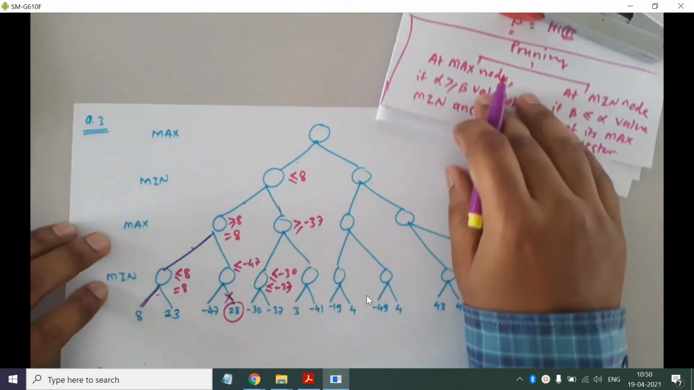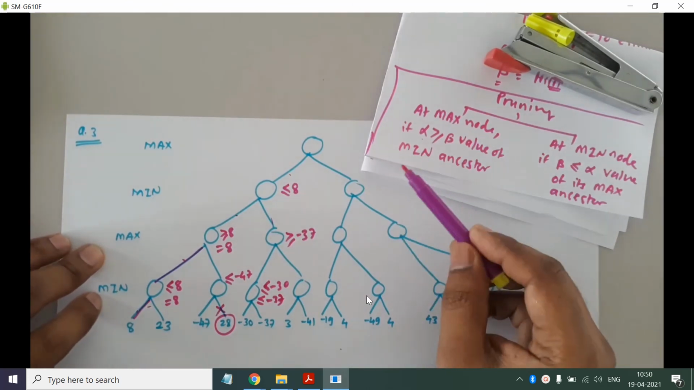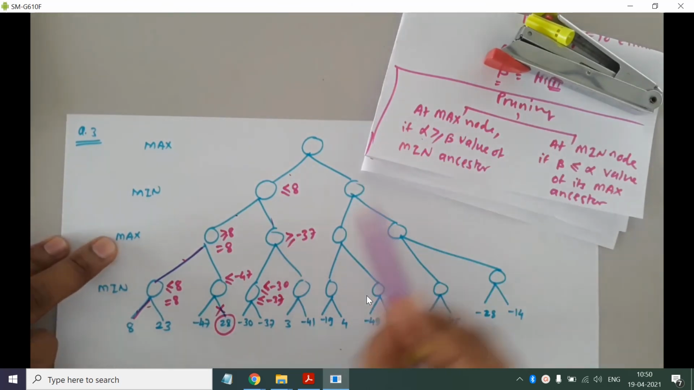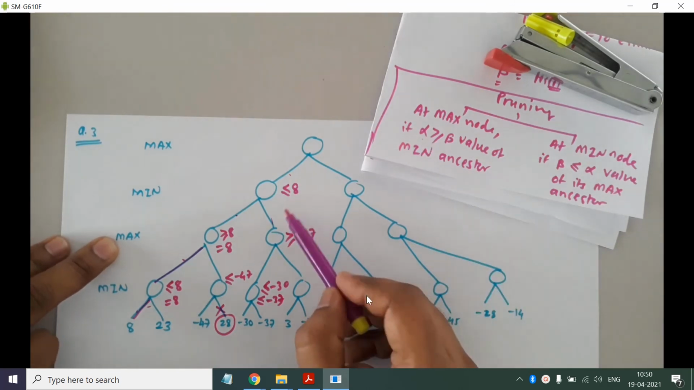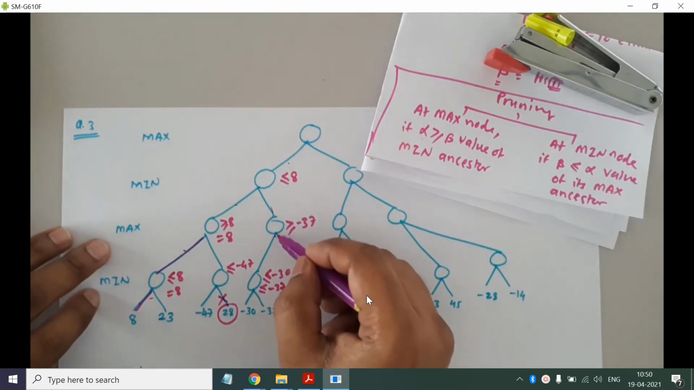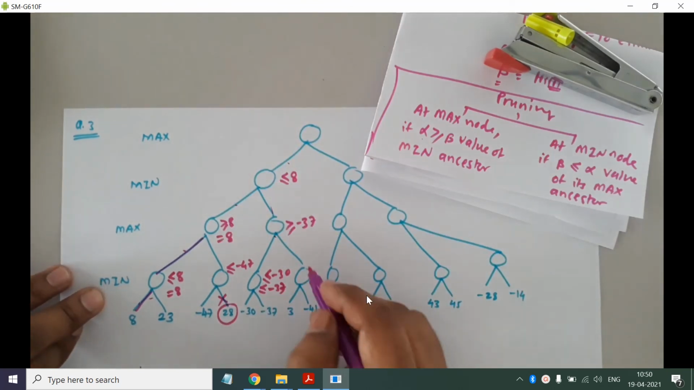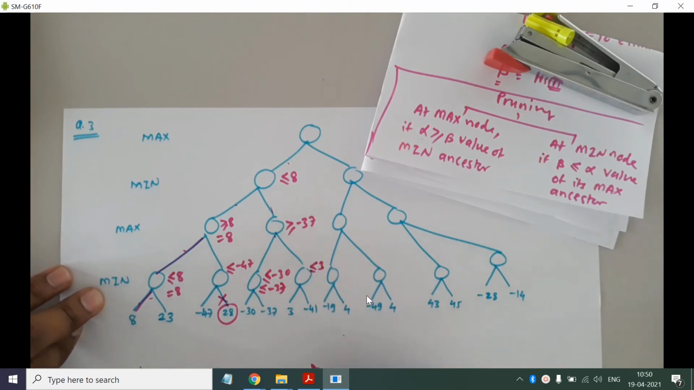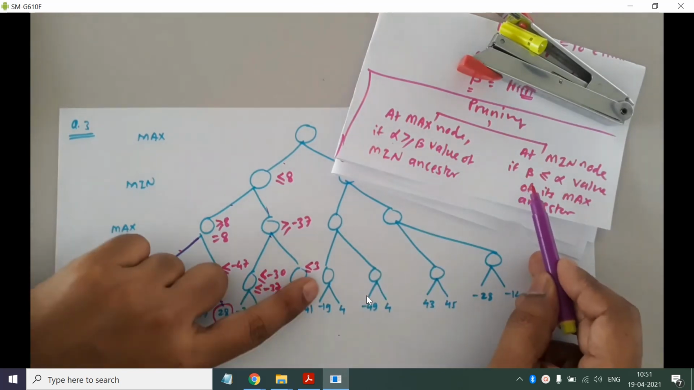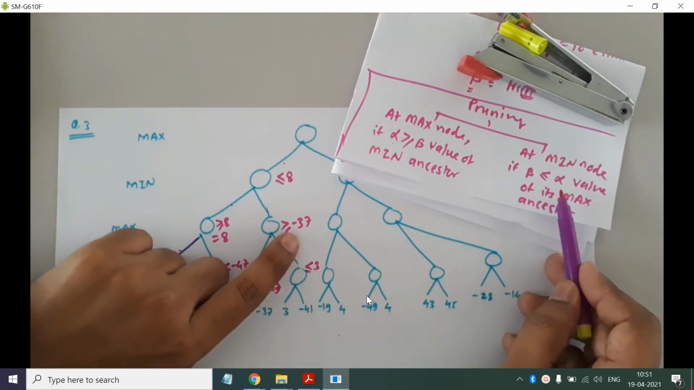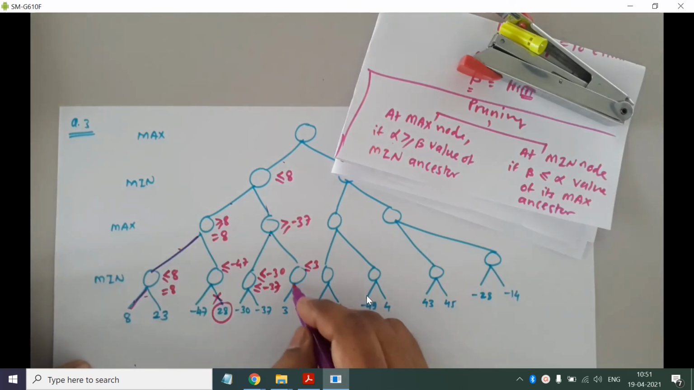Now, are we satisfying any condition? We are at the max node. Alpha, minus 37, greater than 8? No, false, right? So we'll continue here, and we'll come here, then min, so min is less than or equal to 3. Now can we prune? Beta value, that is 3, less than minus 37? No, right? So we'll come in this branch, minus 41, this is smaller, so it will become equal to minus 41.